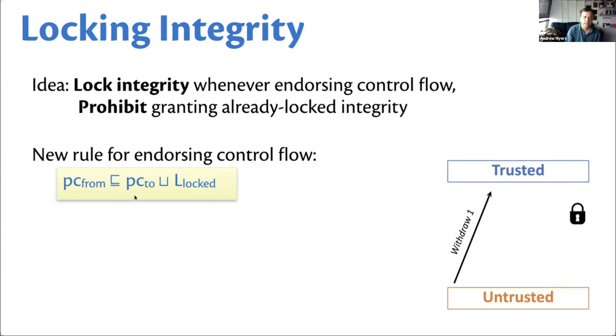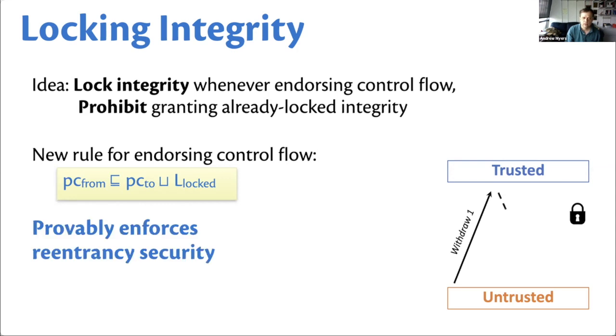in any real detail. You can think of this as being kind of a set notation. What we're saying is that the program counter, the original program counter, the from location, needs to be a subset of the union of the new program counter with the set of locked integrity levels or locked contracts. There's a more general way of thinking about it mathematically, which is why these things are square union and a square less than or equal. So it's actually a lattice.